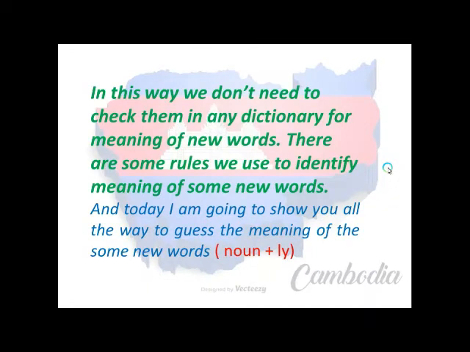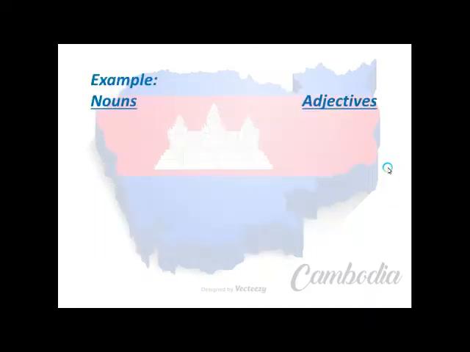Okay, noun plus ly. Now look at this. For example, noun. When you can see ly at the end of a noun, it functions as an adjective. But this one mostly we use it for people. Now look at this.